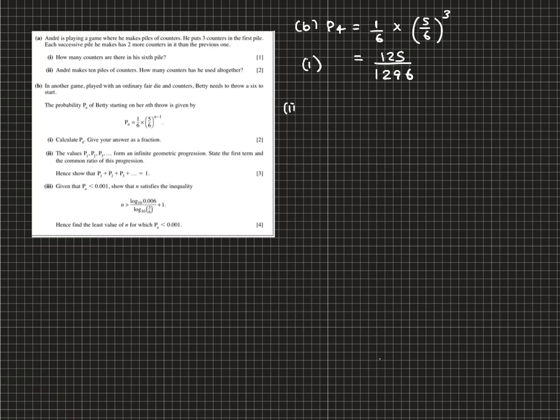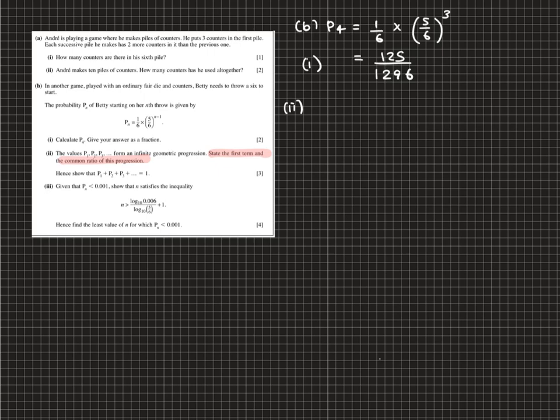So, part 2. The values P1, P2, P3 form an infinite geometric progression. State the first term and the common ratio of this progression. So there's a lot in this question. Make sure you've read it very carefully. We're on this part here that I've highlighted in red.